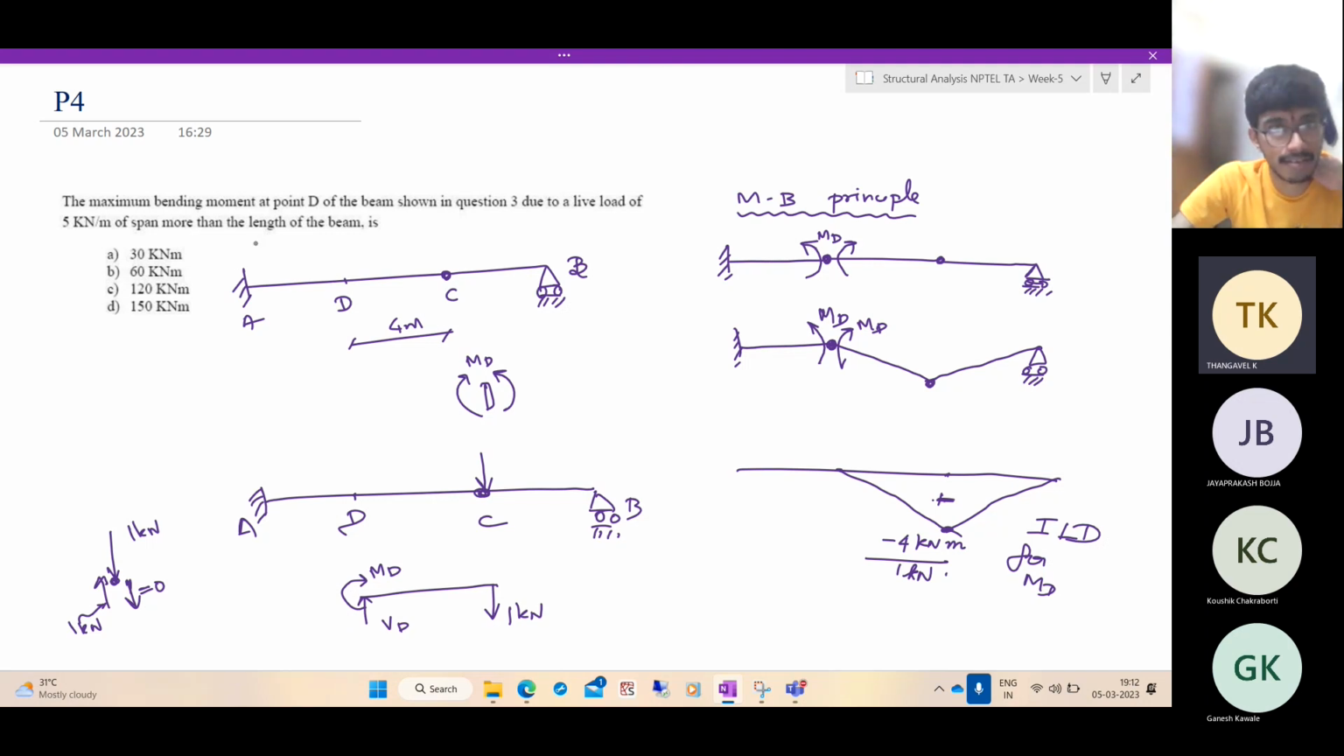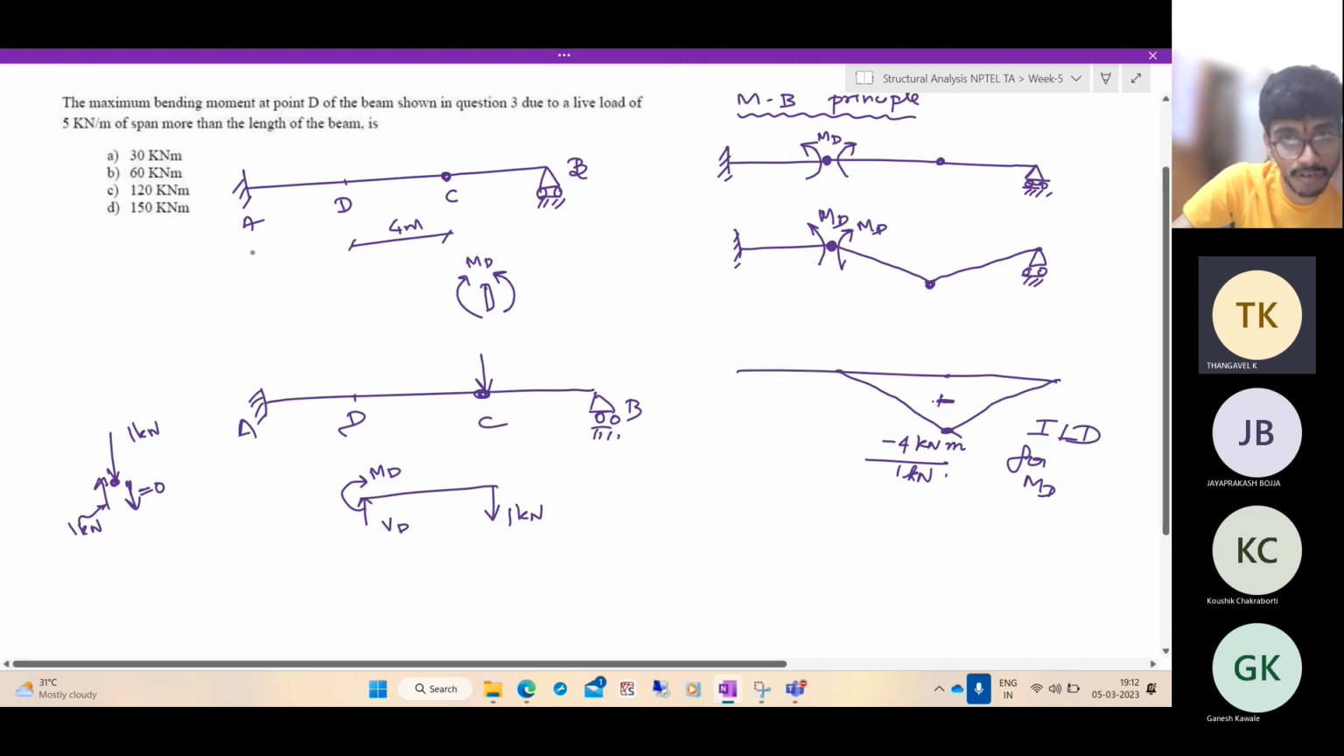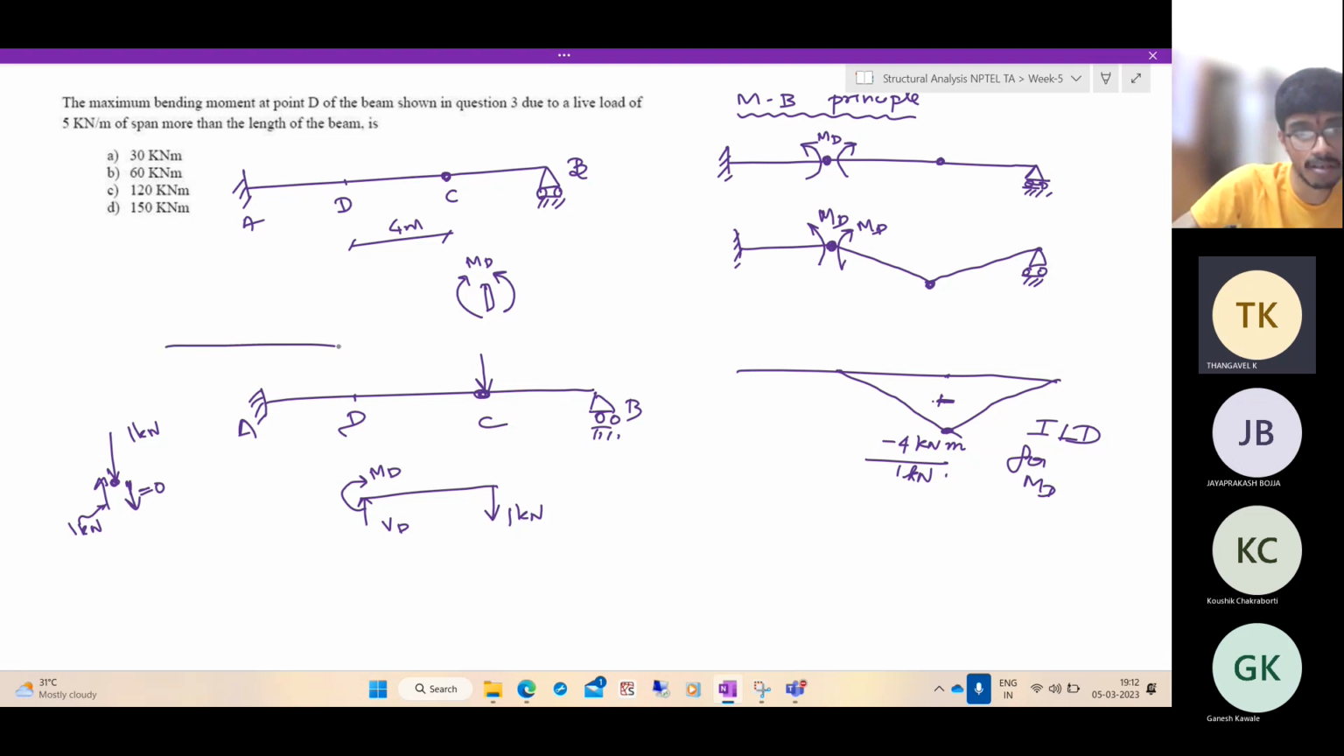They're asking that a live load of 5 kilonewton per meter distributed live load is acting, but the span of the live load is longer than the beam. So if this is the beam, you have a live load something like this. And the live load is moving somehow. So if it is moving and its span is longer than the beam itself, when will you get the maximum moment?